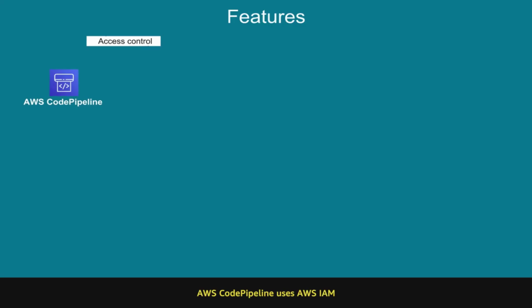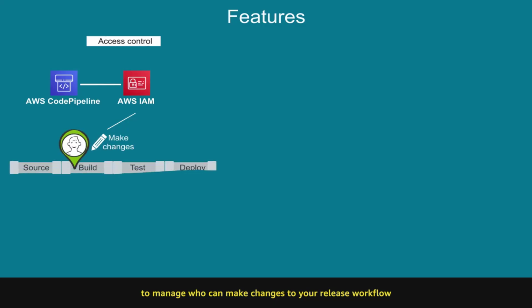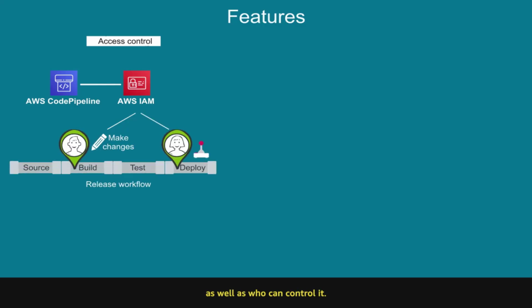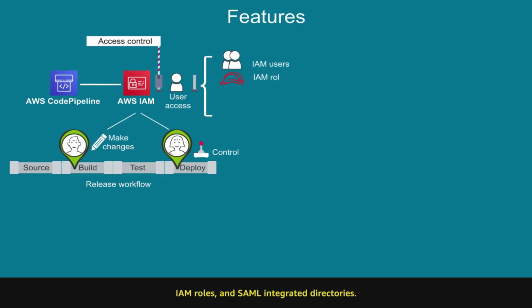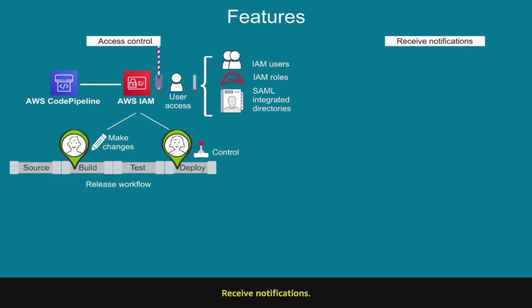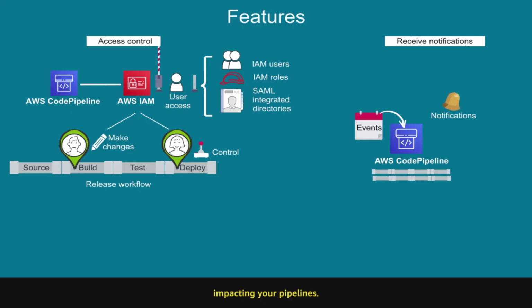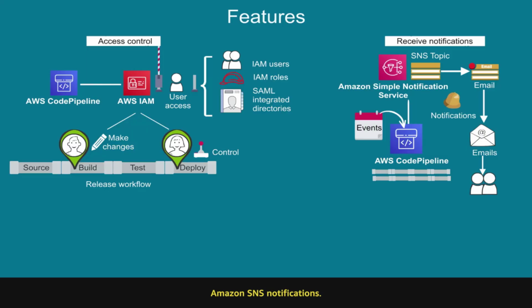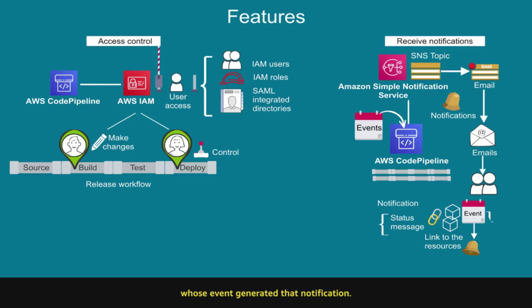Access control. AWS CodePipeline uses AWS IAM to manage who can make changes to your release workflow, as well as who can control it. You can grant users access through IAM users, IAM roles, and SAML integrated directories. Receive notifications. You can create notifications for events impacting your pipelines. Notifications will come in the form of Amazon SNS notifications. Each notification includes a status message, as well as a link to the resources whose event generated that notification.